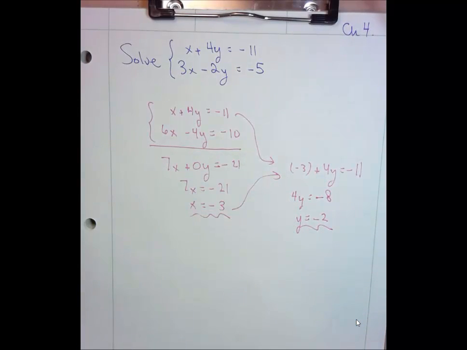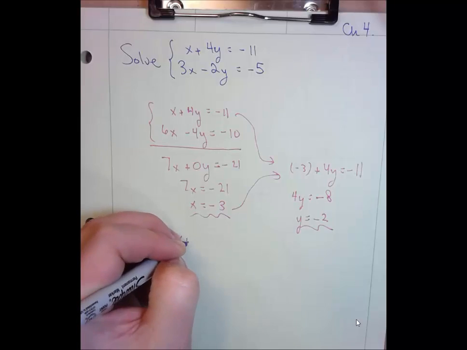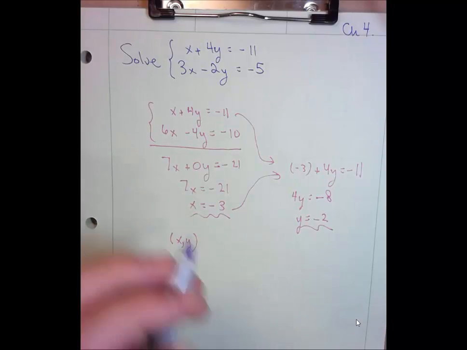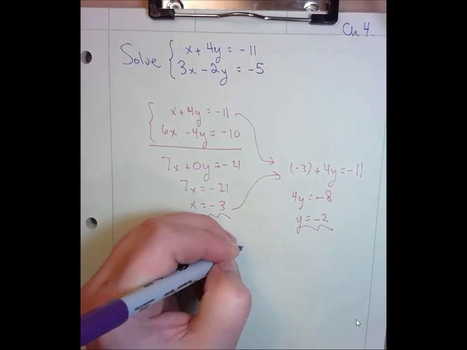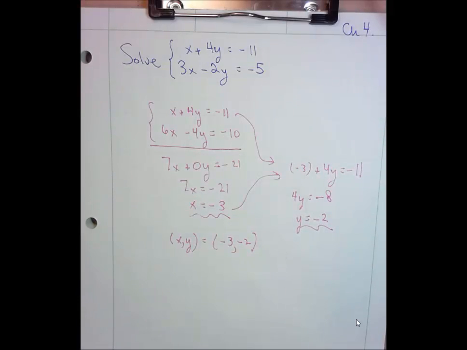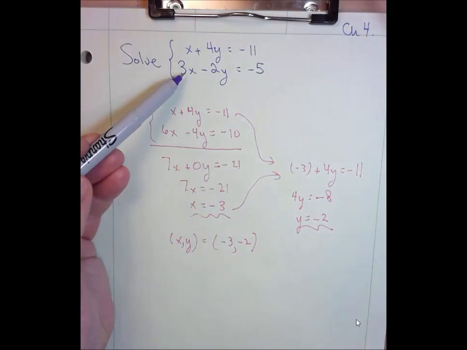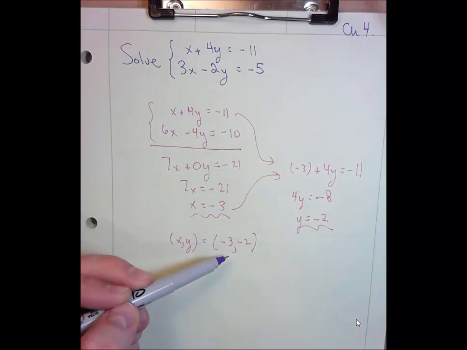And so the solution to this pair of equations is a point that has the x and y values, negative 3, negative 2. And if we were to draw both of these lines on a set of axes, they would intersect at this point.